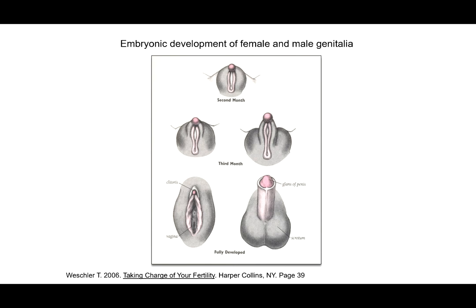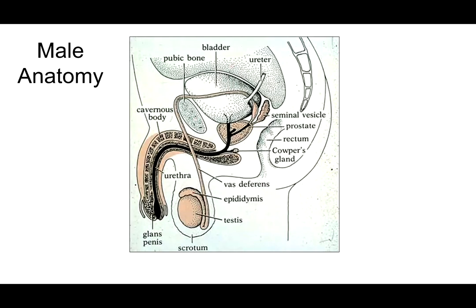This homology is the word. Homologous structures, between males and females, because they develop from homologous tissues. They start from the same developmental process. They just end up looking a little bit different. Let's look at male anatomy first.